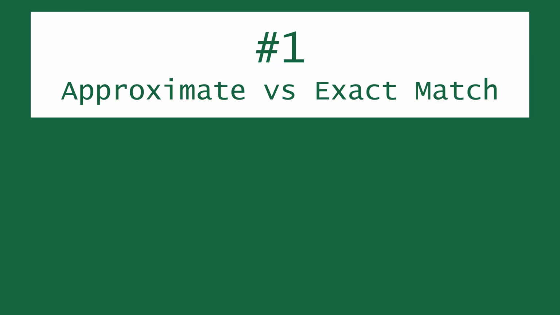The first mistake we're going to look at is the approximate versus exact match. This simple mistake can create false results, so it's important that you understand how this works and how it needs to pertain to your data so you get the results that you're expecting.